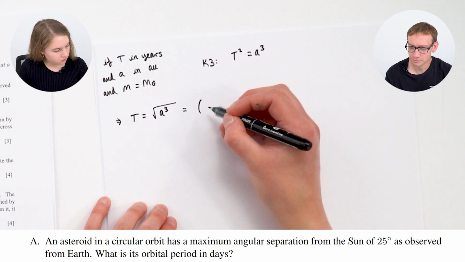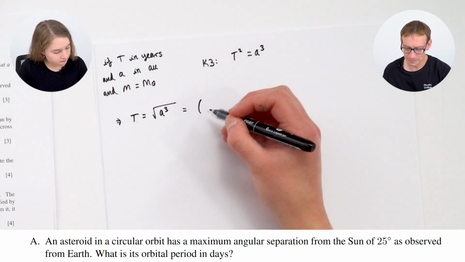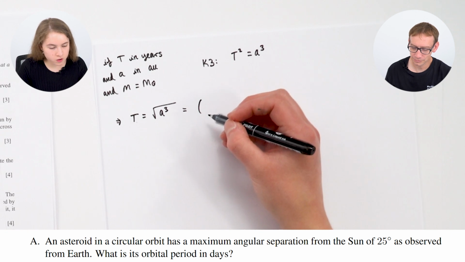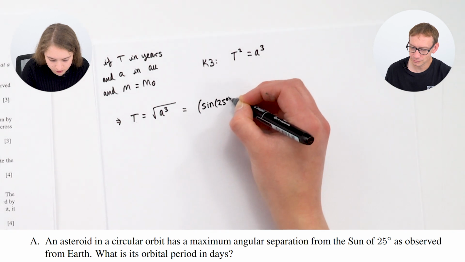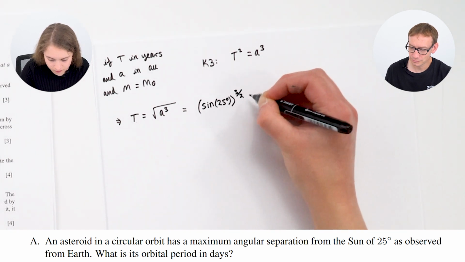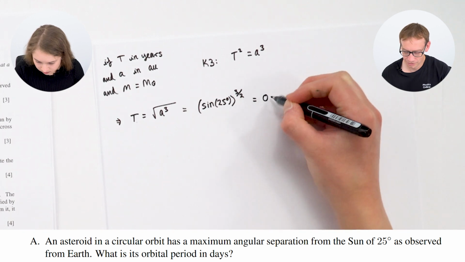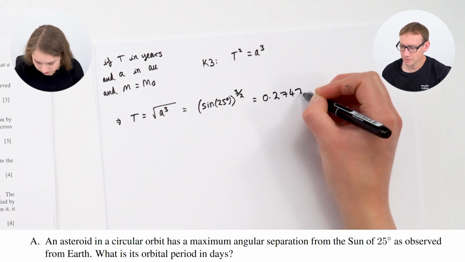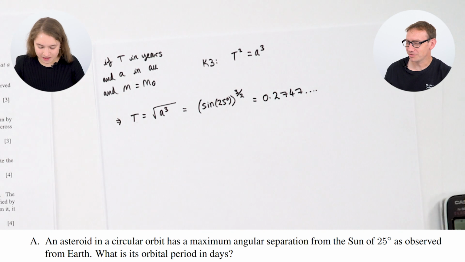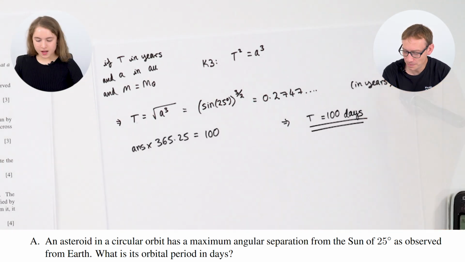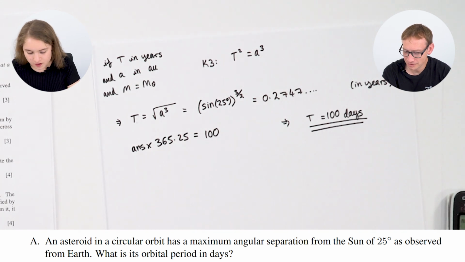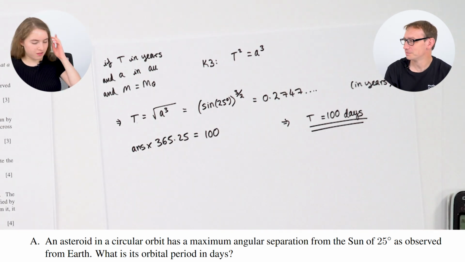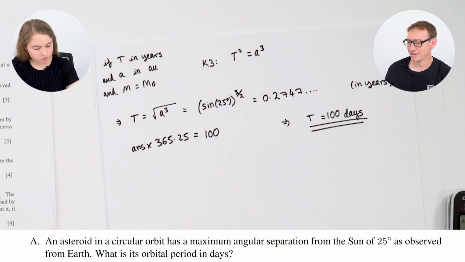That's equal to, but we need to do it in astronomical units. So the radius of the Earth's orbit is 1 astronomical unit. So we get 1 times sine theta. So we simply get sine 25 degrees to the power of 3 over 2. And you get 0.2747, blah, blah, blah. And that's in years. By multiplying that by the number of days in a year, which is 365.25, you get 100, which is essentially the same answer as what we got before, but just via a quicker method. It's just a quicker version of Kepler's third law.